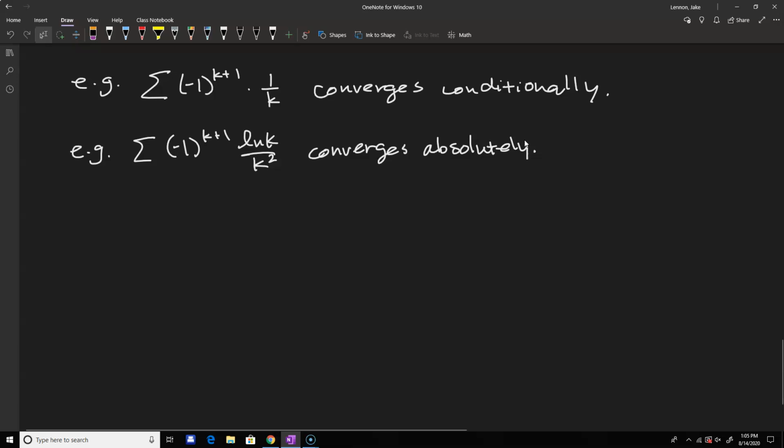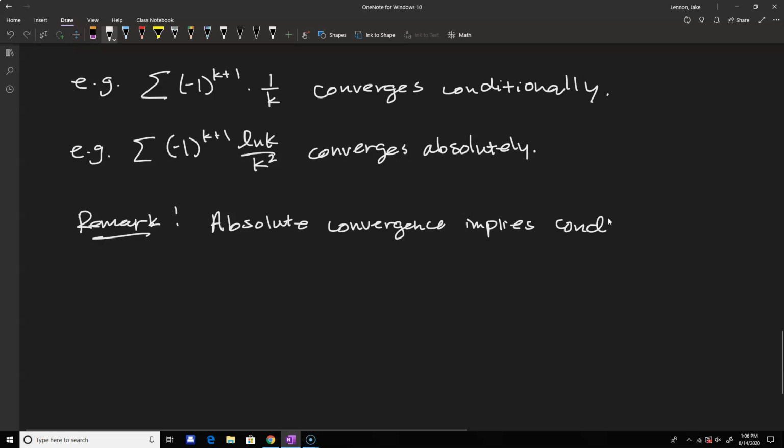And again, the remark, the one takeaway: absolute convergence implies conditional convergence. But the converse is not true.